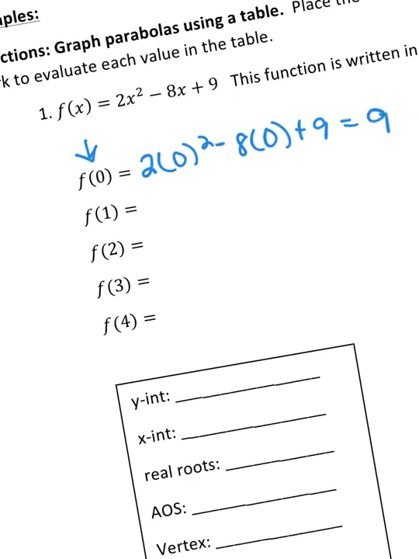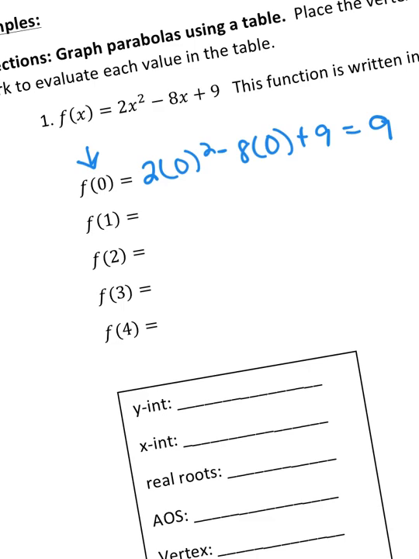I'm going to zoom in so I have enough space to get this done. So f of 1, so 2 times 1 squared minus 8 times 1 plus 9 is equal to 1 squared is 1 times 2 is 2 minus 8 times 1 is 8 plus 9. So 2 minus 8 is negative 6 plus 9 is a positive 3. And we'll add our numbers in the table once we finish.